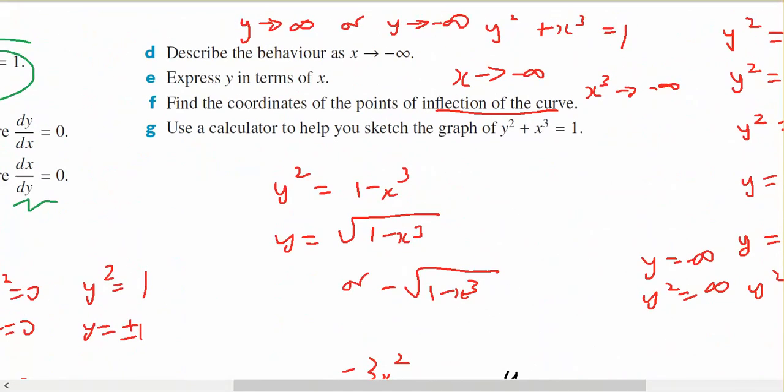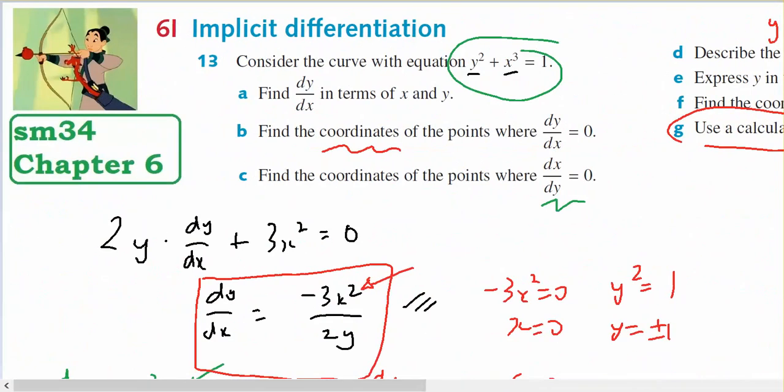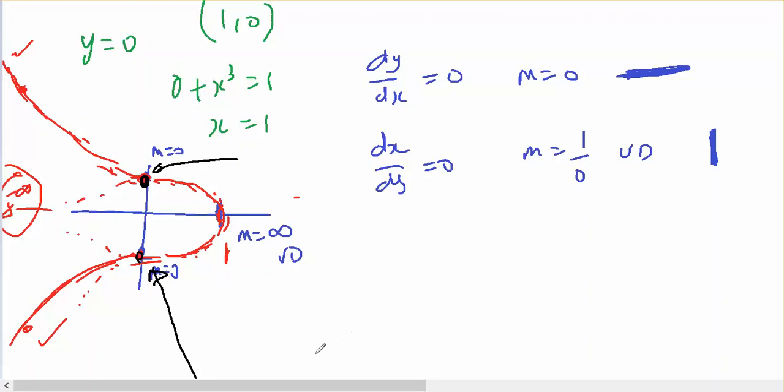And then part G, have a little sketch, and I think that this is what my sketch is. It confirms what I'm thinking. So that's the graph of y squared plus x cubed equals 1.